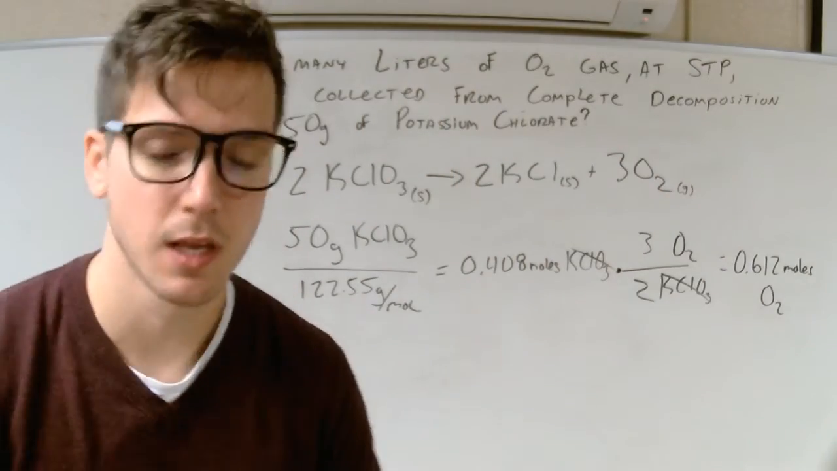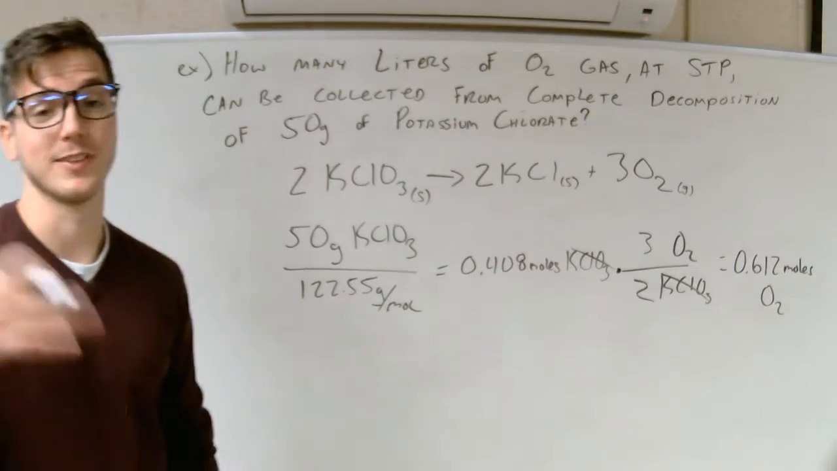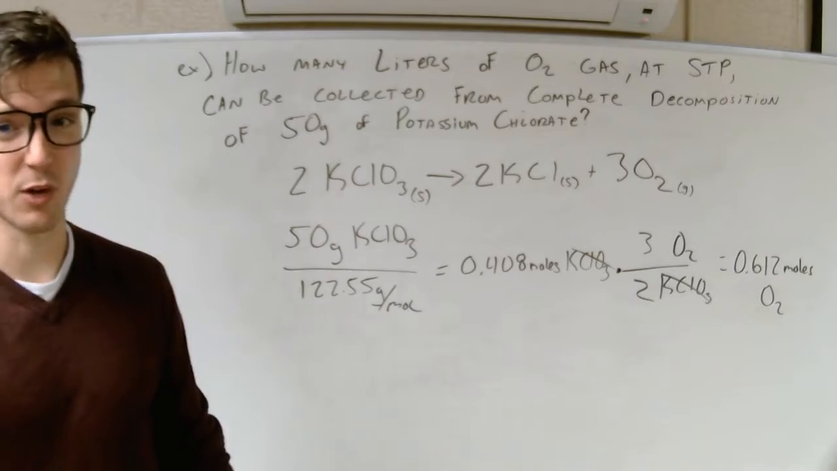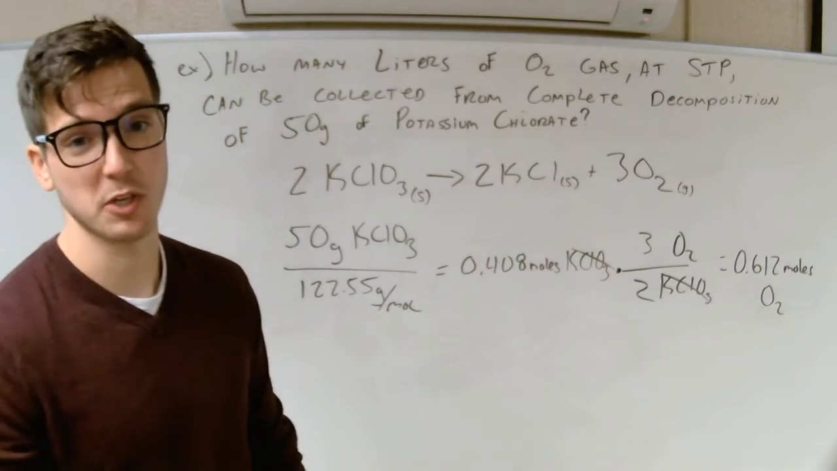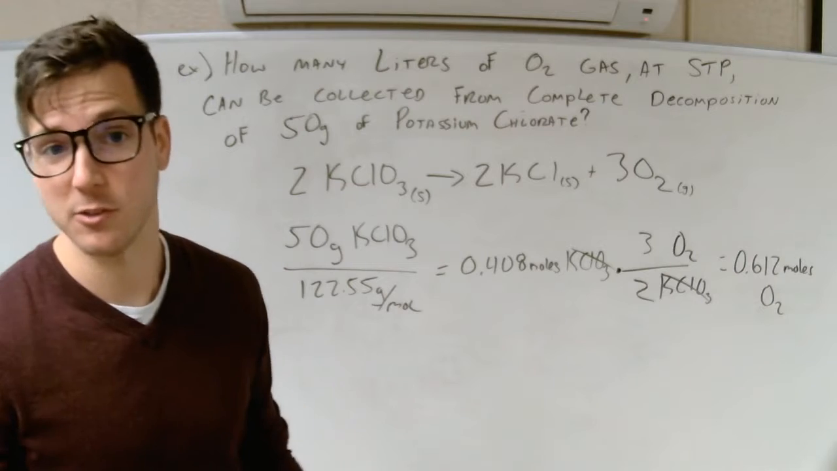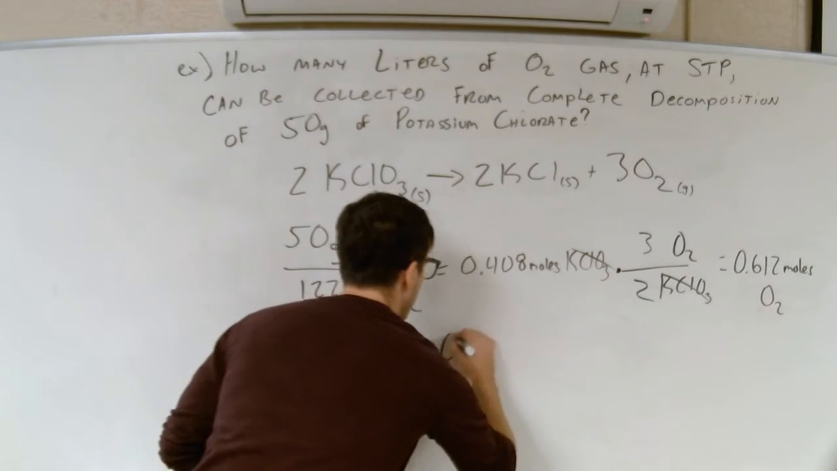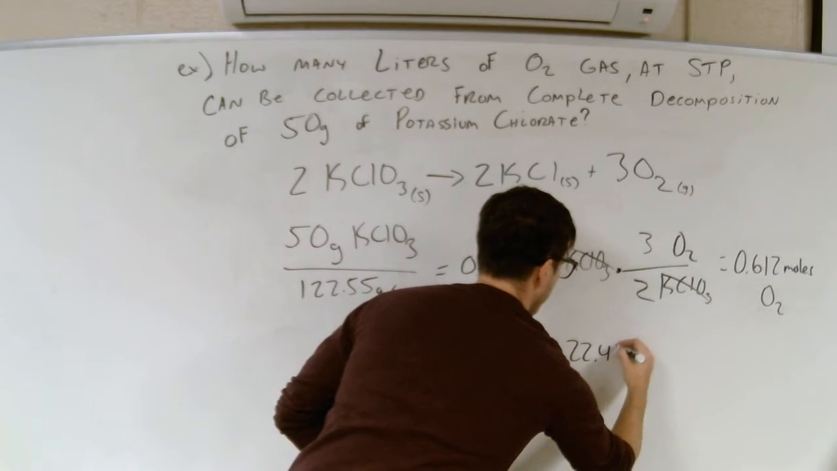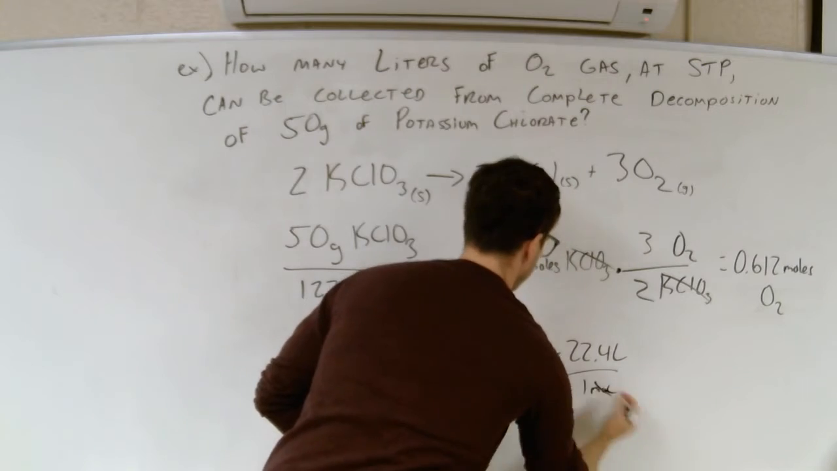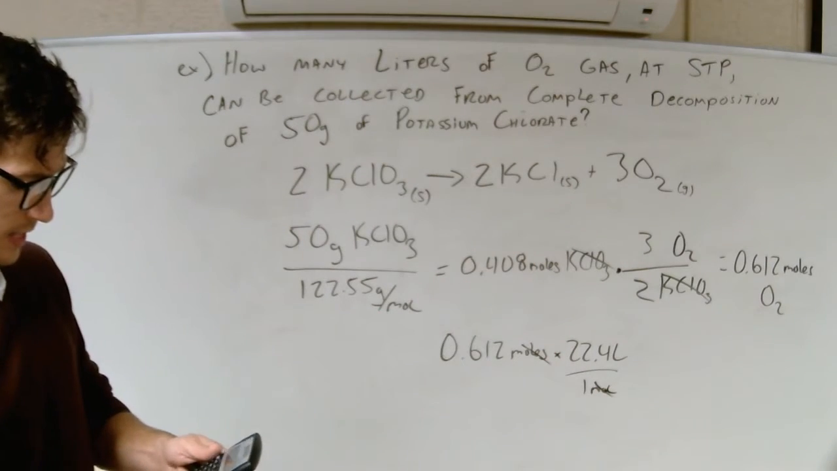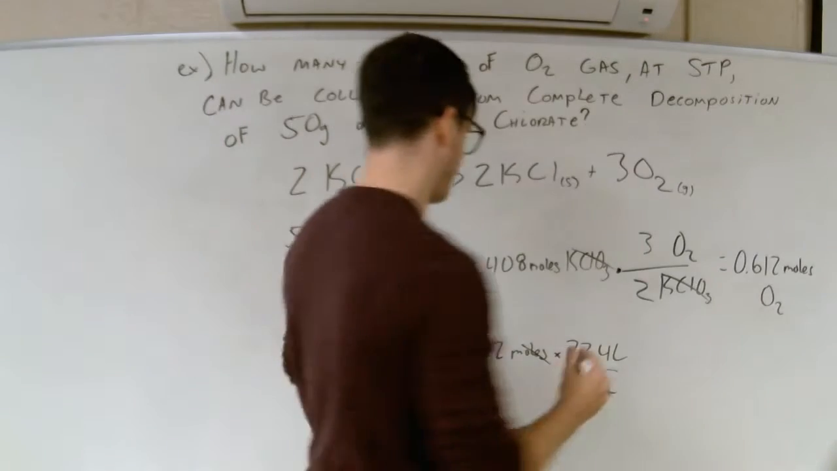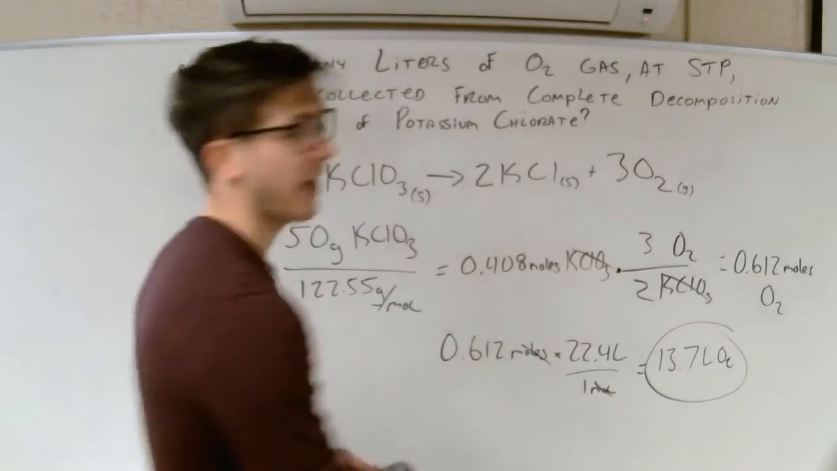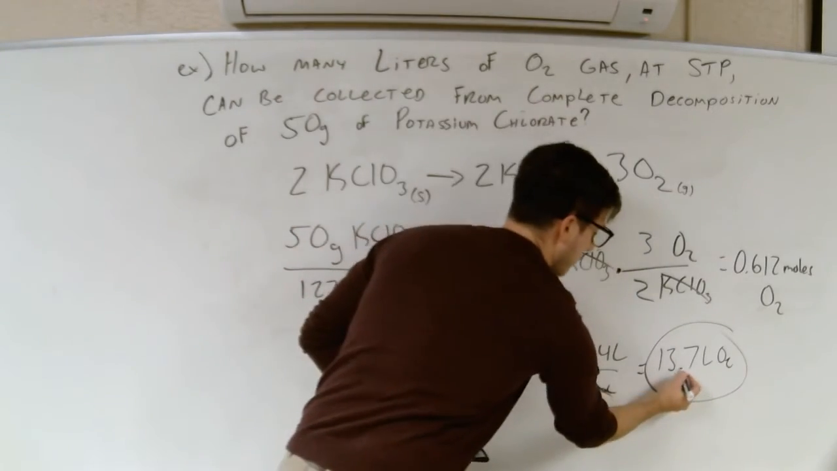O2. Okay. Well, I don't want moles of O2. I want liters of O2. Luckily, it's at STP, so all I need to do is multiply by 22.4. I know for every 1 mole of gas I have at STP, it's 22.4 liters. I don't have 1 mole, I have 0.612 moles. But I know that if I take that 0.612 moles and multiply it by 22.4 liters for every 1 mole at STP, I should get 13.7 liters of oxygen gas.